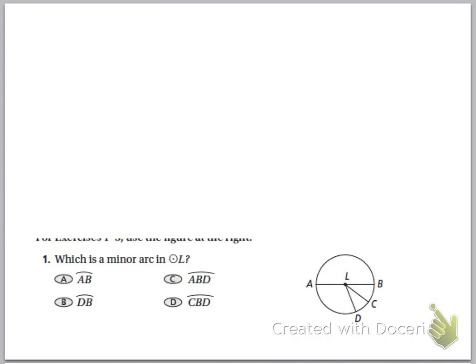In this video we're going to go more in detail about circles. Chapter 12 is a lot about circles, their tangent lines, chords, and perpendicular lines in them. So first let's just talk about arcs.